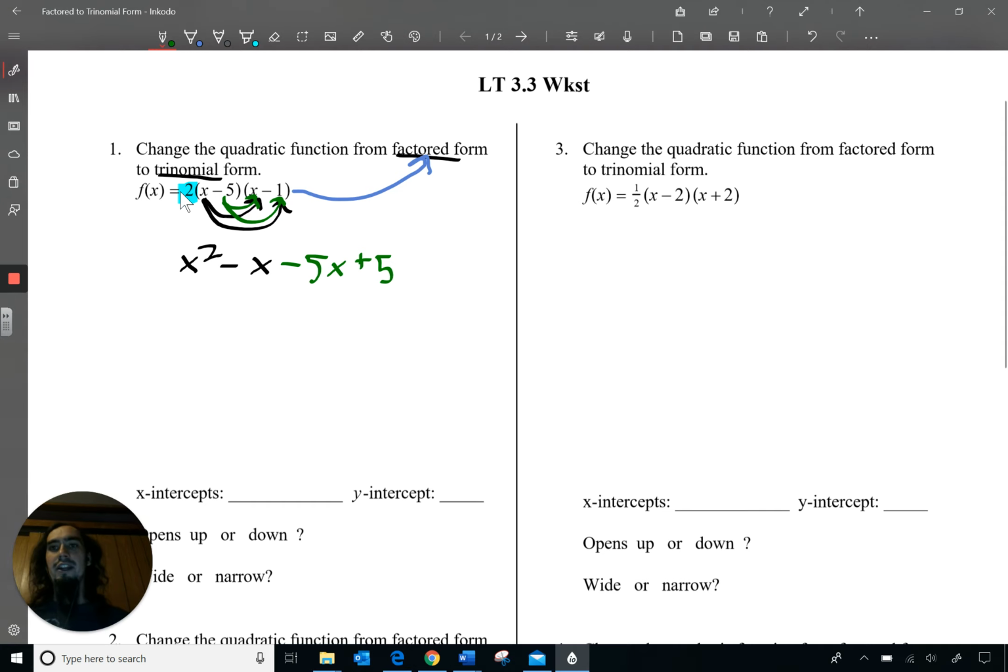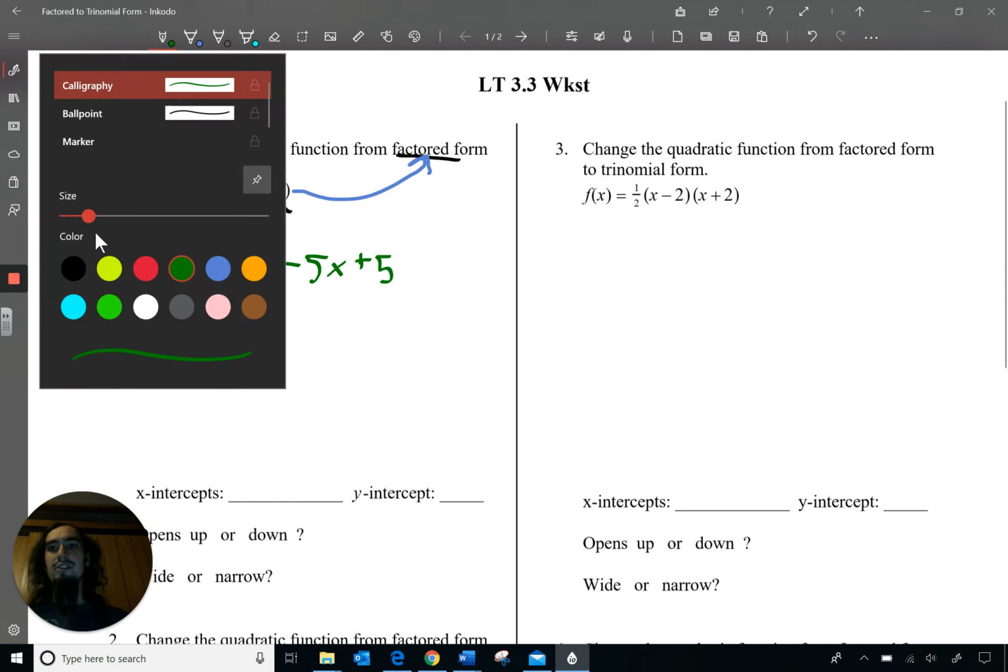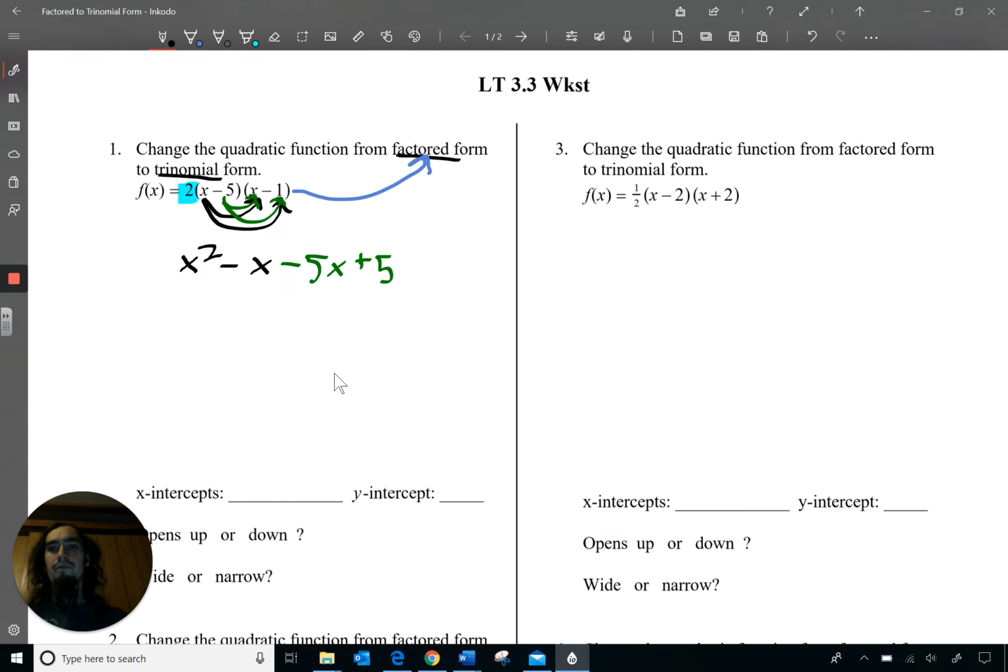And then let's not forget about that 2. That 2 is still in the front. I am just kind of ignoring it for right now. And don't write it like this. Make sure that that 2 is affecting everything. Just like those parentheses here, got to make sure those parentheses here. That's very important. Okay, so now we can combine our like terms. That 2 is just going to hang out in the front.